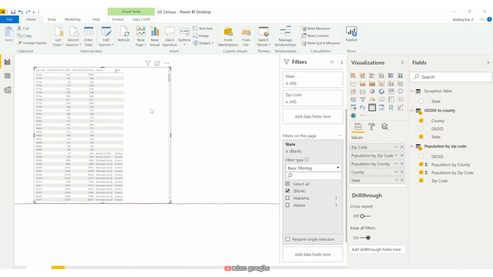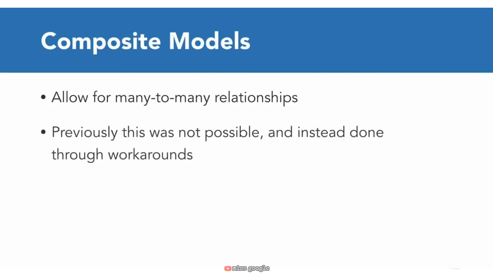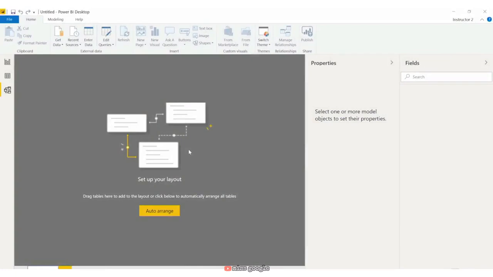Composite models allow for many-to-many relationships between tables, which removes previous requirements and workarounds, such as introducing new tables for the sole purpose of establishing relationships. Let's create two tables with multiple instances of the same dates in each table and show how the new many-to-many functionality allows us to join or blend these tables together.